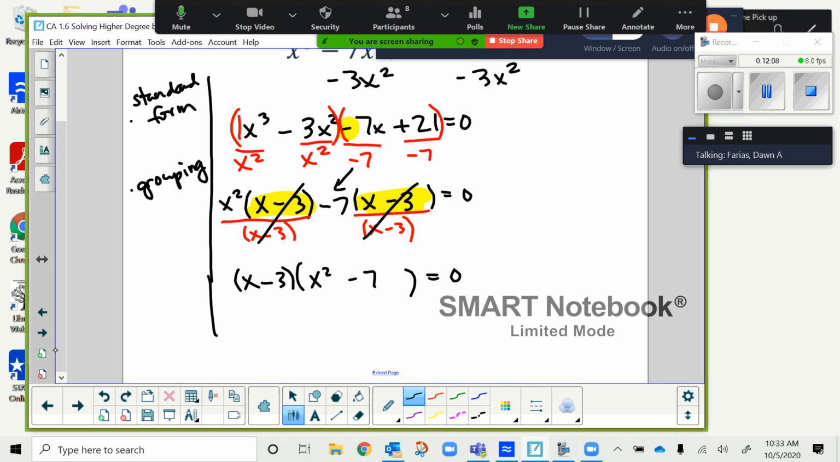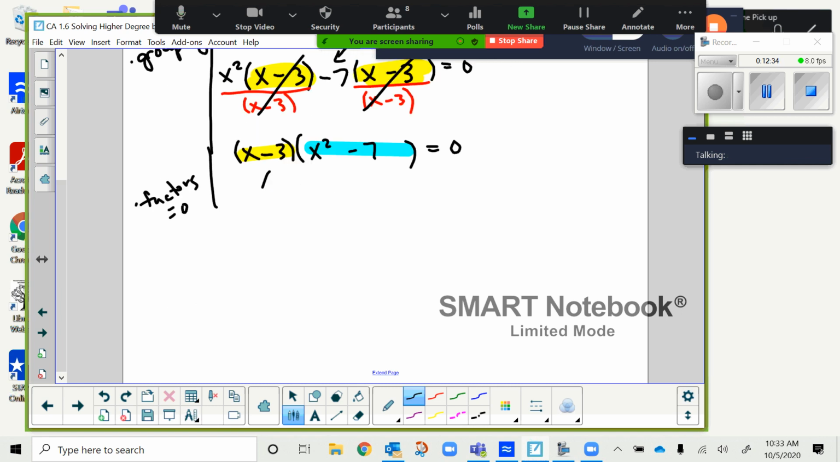And so then the last step, so now we have our factored form. I have two factors. I have the x minus 3 is one, right? Because factors are things being multiplied. So this is one factor. This whole thing is a second factor. So two factors. We are going to set them individually equal to 0. So let your factors equal 0. So this one.